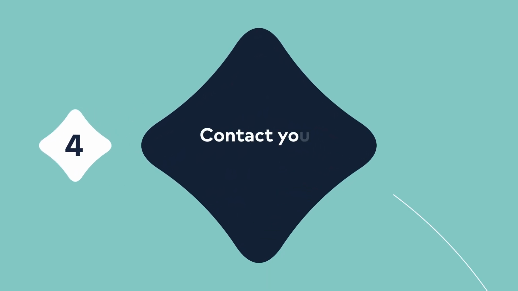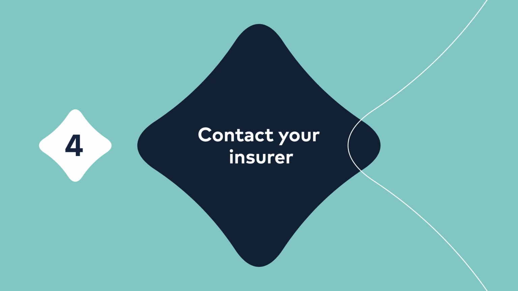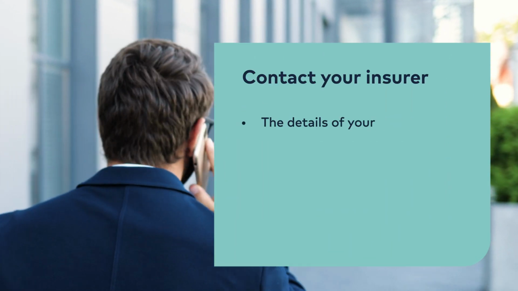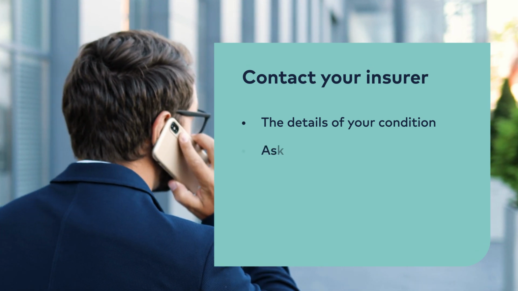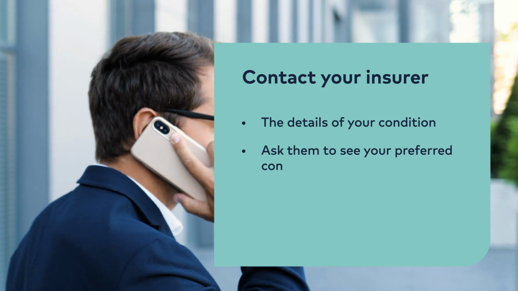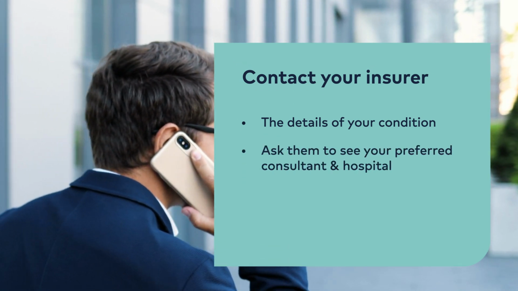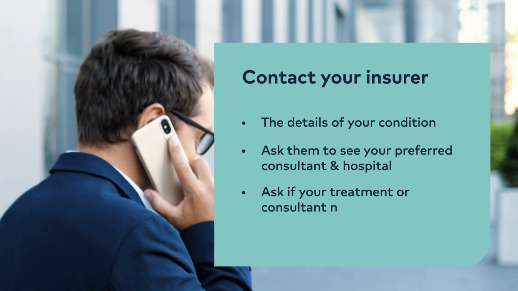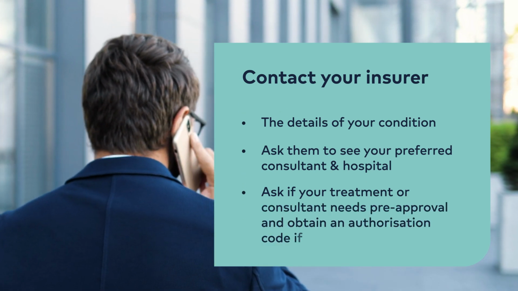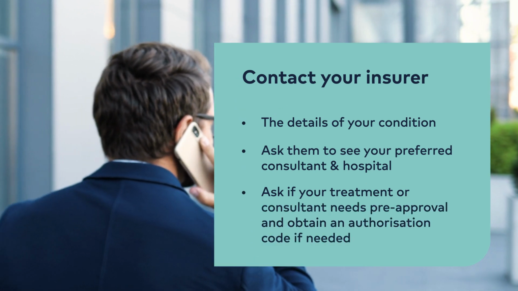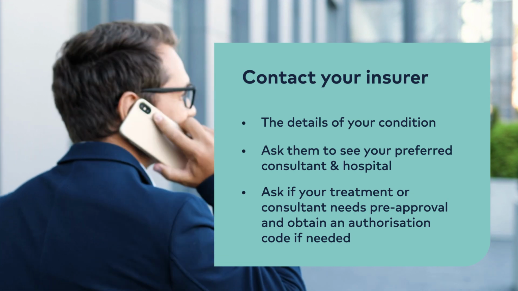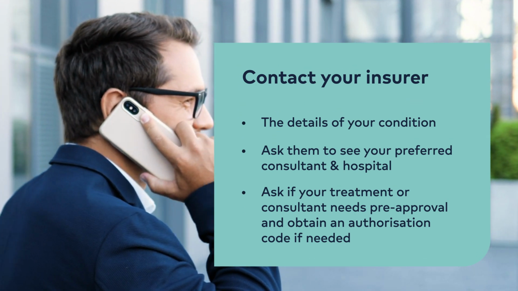Step 4. Contact your insurance provider. Once you've got your GP referral and booking, simply give your insurer a call. Let them know the details of your condition, the name of your preferred consultant, and the hospital you have booked for. Keep hold of the authorization code they share with you and input this into the online registration you will receive from HCA for your appointment.